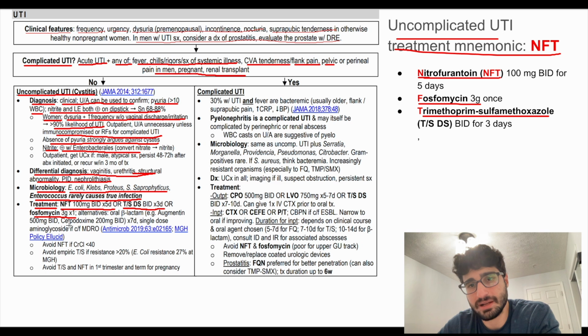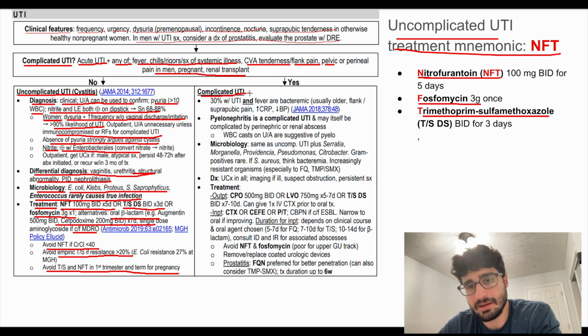Additionally, we can utilize beta-lactams like Augmentin or cephalosporins for 7 days if resistance patterns or intolerance dictate. We also need to avoid nitrofurantoin if creatinine clearance is less than 40, and we need to also avoid trimethoprim sulfamethoxazole if local E. coli resistance is greater than 20%. Both trimethoprim sulfamethoxazole and nitrofurantoin should be avoided in the first trimester and at term in pregnancy.